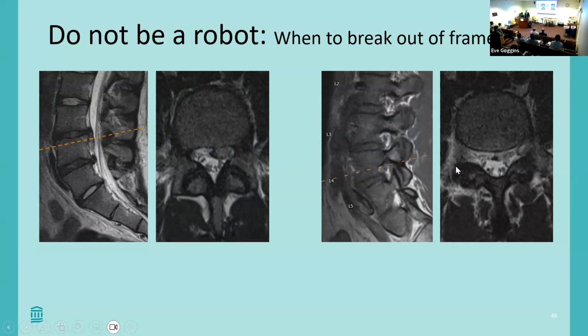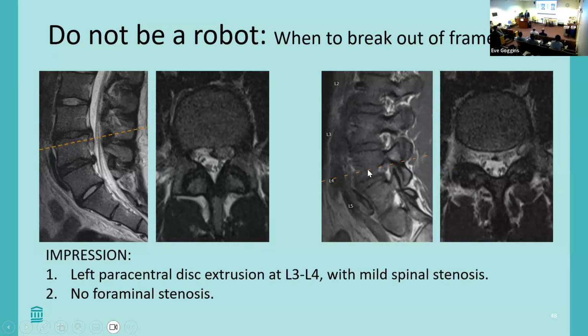Okay, but in terms of the stenoses, maybe mild stenosis, maybe mild foraminal stenosis. If someone called this level normal, that's okay, but if you zoom up, it's probably touching on two sides of mild. This is the actual impression: left paracentral disc extrusion at L3-4 with mild spinal stenosis, no foraminal stenosis.